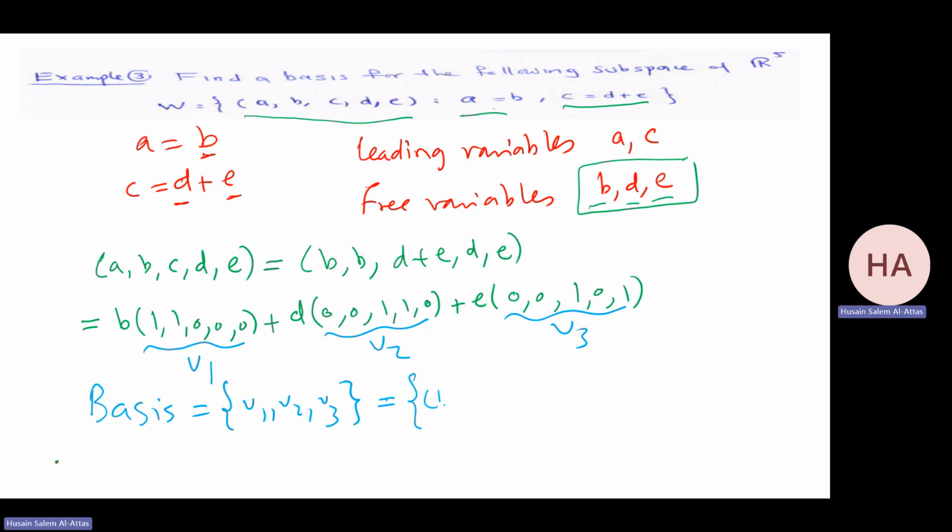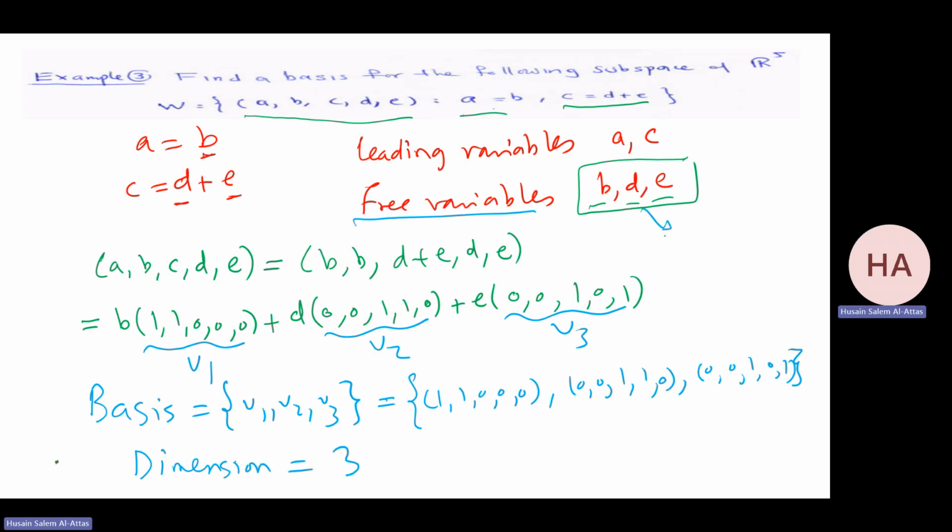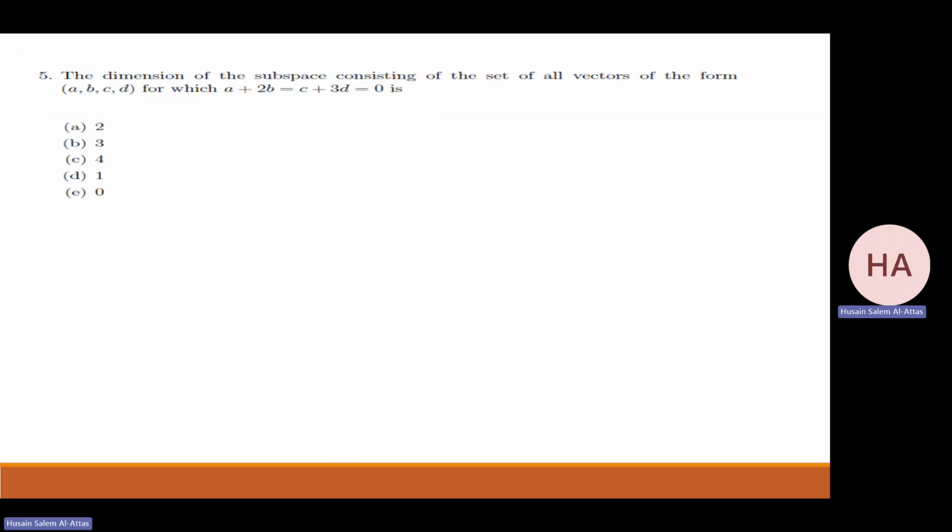Okay, that will be 1, 1, 0, 0, 0, and 0, 0, 1, 1, 0, and 0, 0, 1, 0, 1. Not only changing the free variables, but also any multiple will give me different bases. So what is the dimension? The number of the vectors is 3, which is the number of free variables. From here, I can get the dimension right away, with no need for other calculation. Dimension will be 3.